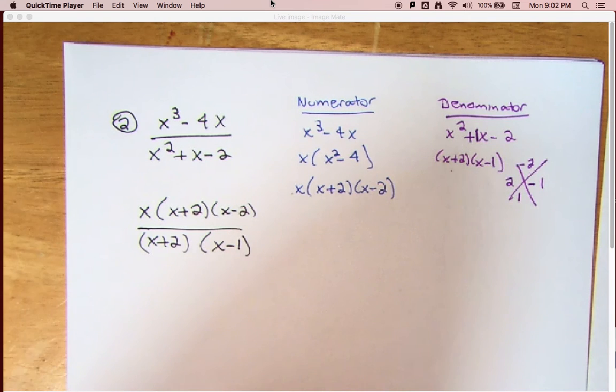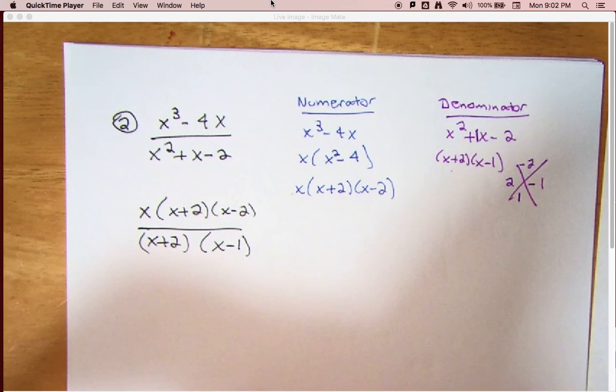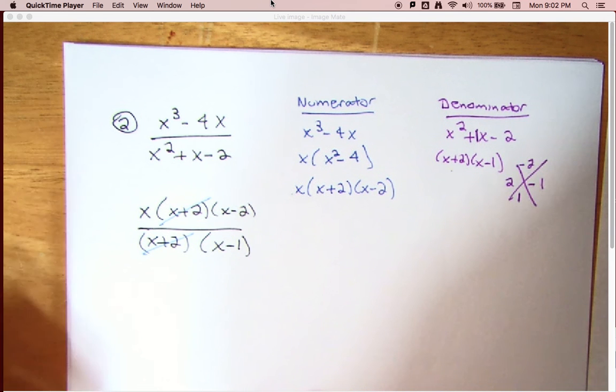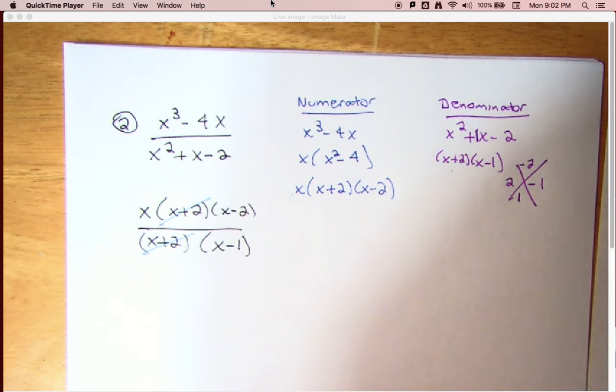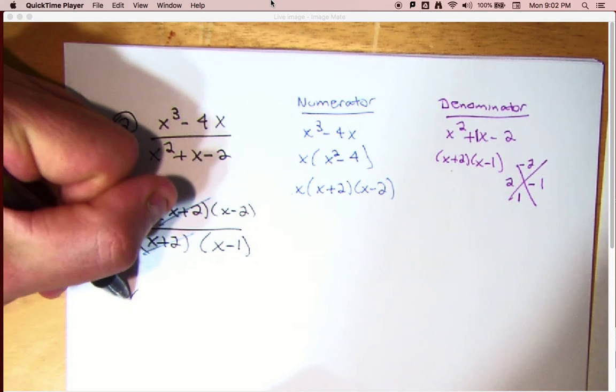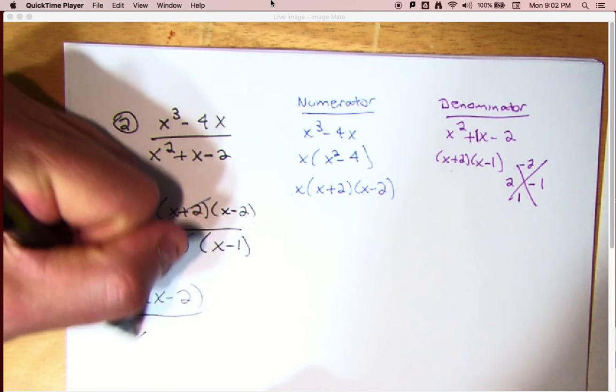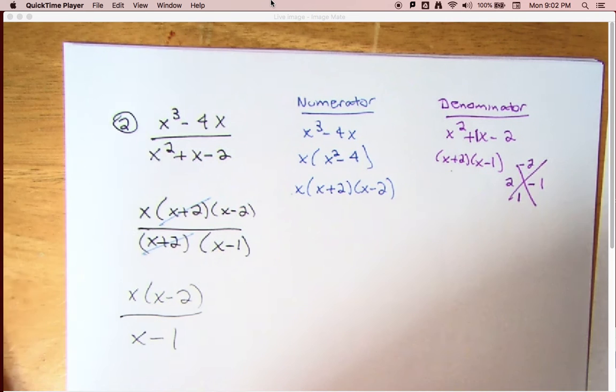All right, so now that's factored. We want to cancel common factors, which is just that and that. So, what do we have left? We have x minus 2 on top, x minus 1 on bottom.